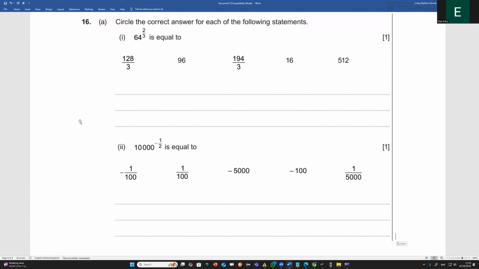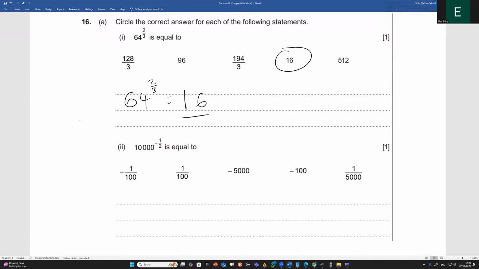64 to the 2/3. Is that 1/2? No, there's no minus in it. So you've got 64 to the 2/3. So that would be the cube root, 4, and then 4 squared. So that'd be 16. Yeah, brilliant. That's all it is. Fantastic.